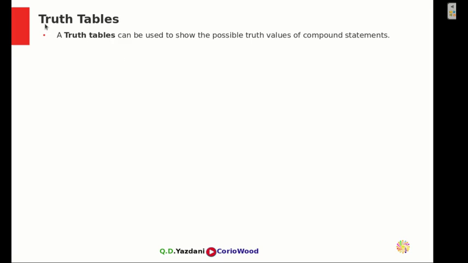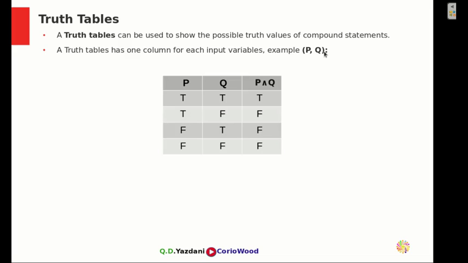Okay, so in this video we're going to discuss truth tables. And what are truth tables? Truth tables can be used to show the possible truth values of compound statements. A truth table has one column for each input variable. So the example is P and Q that we've seen in the previous videos.